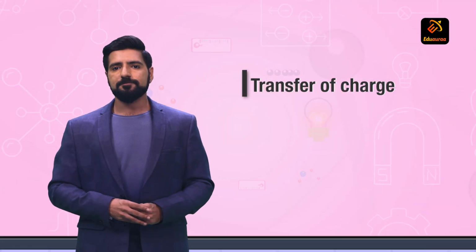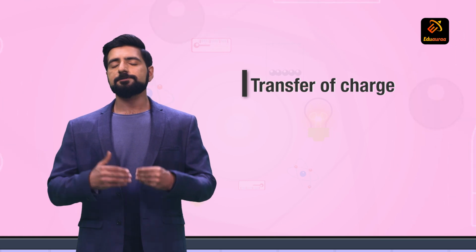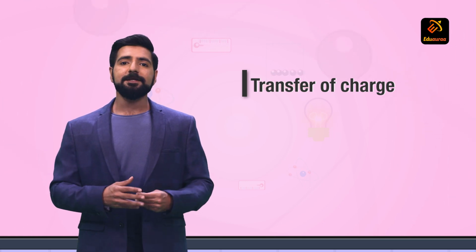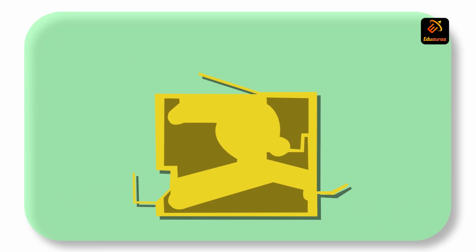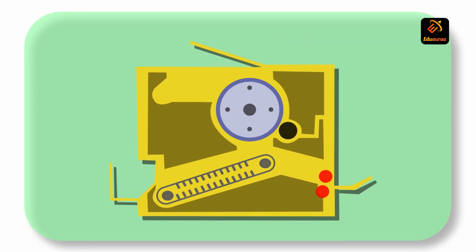And today we will be learning about transfer of charge. Let's see how this transfer of charge can help us in day-to-day lives. Here's an example. A Xerox copying machine is one of the many industrial applications of forces of attraction and repulsion.